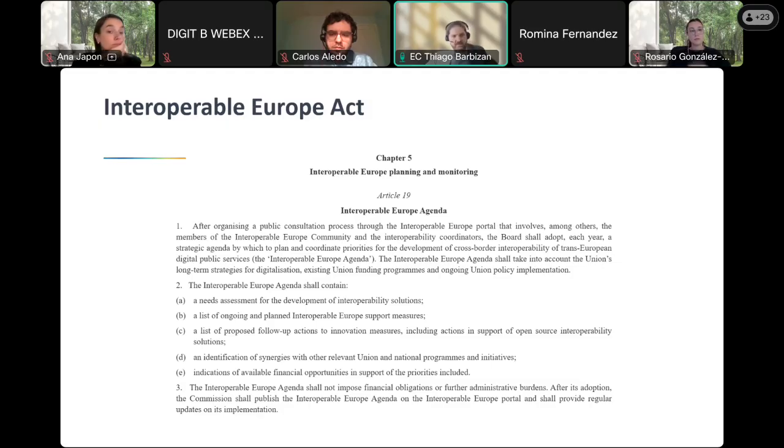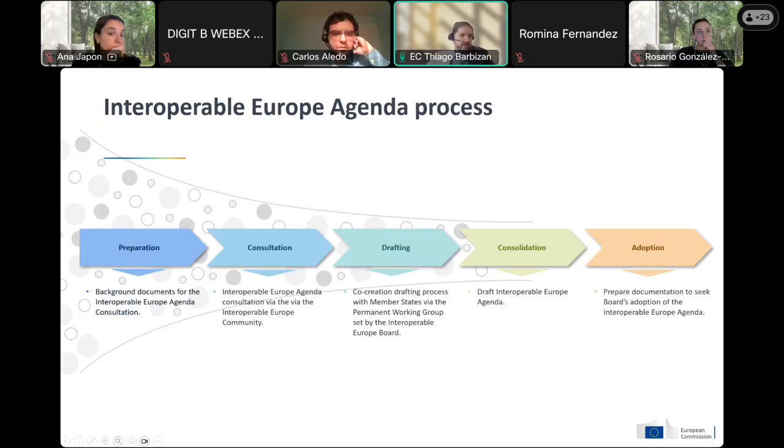So you will see that the agenda that we will discuss today is structured following these elements that Article 19 provides. If we go to the next slide, we have a timeline showing you the process of setting up the Interoperable Europe Agenda. The first one was done last year in 2025.